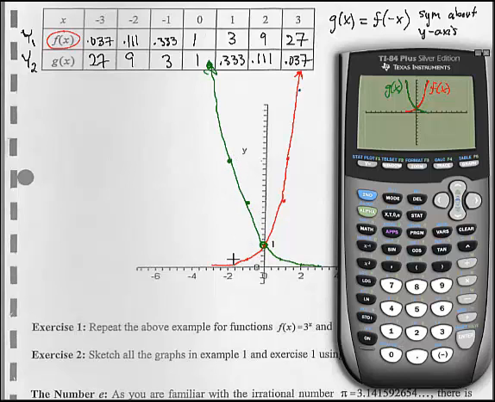I should have had a little bit more curve in there. Not sure why that didn't work out, but the calculator gives you a lot better picture. G of x decreases rapidly and then it flattens out along the x-axis. F of x is initially, from left to right, pretty flat, and then it spikes once we hit the y-axis. It increases very rapidly.